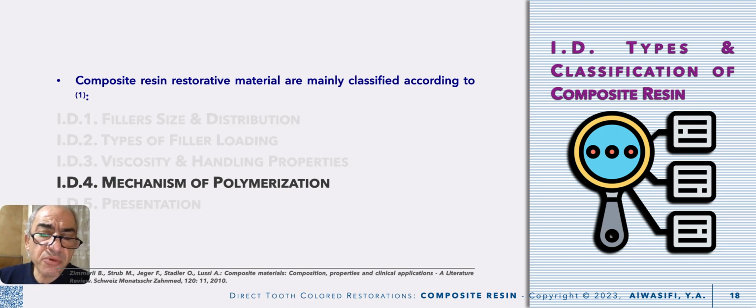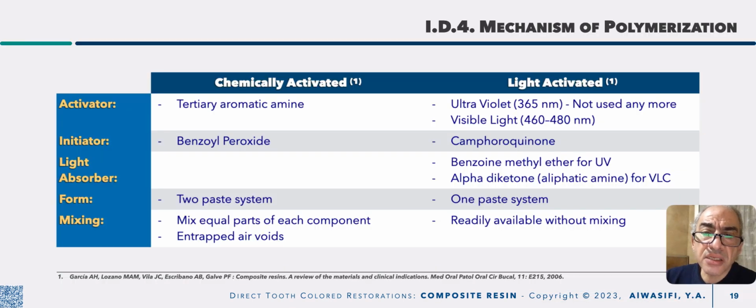According to the mechanism of polymerization, we already discussed it before. Either we have chemically activated or light activated material. Chemically activated by tertiary amine, which breaks down the benzoyl peroxide initiator. That's why it comes in two base system, one of them having the activator and the other having the initiator, and you mix equal amounts of each part.